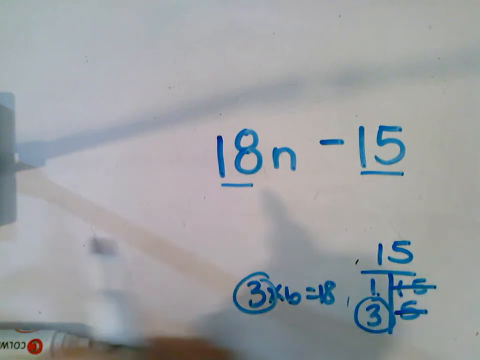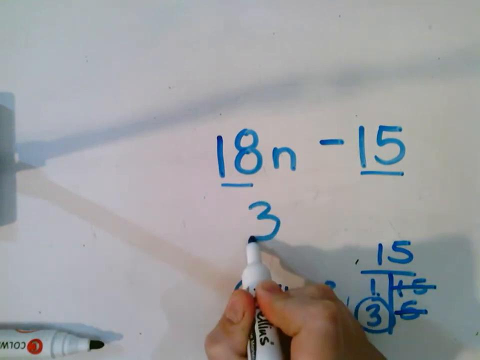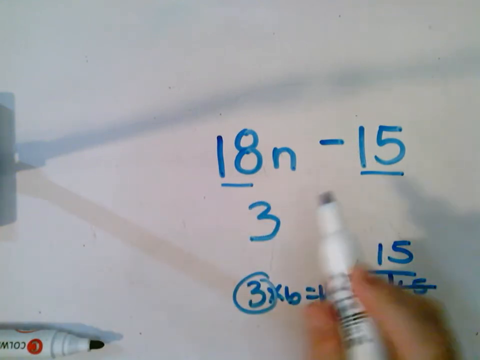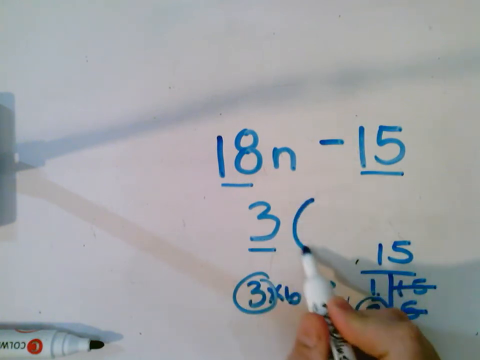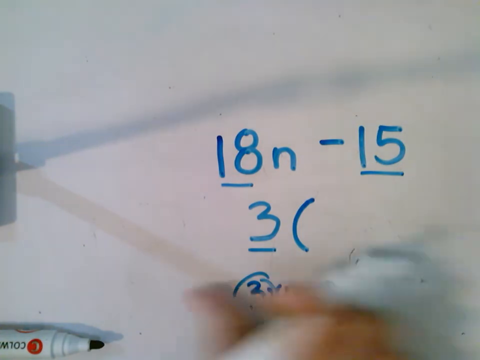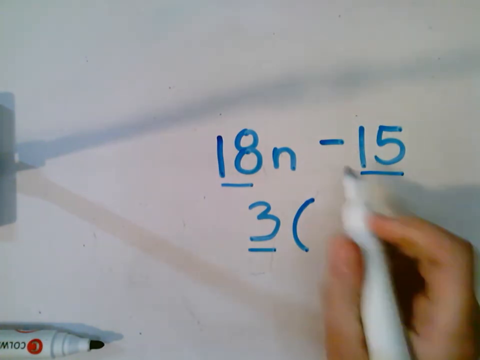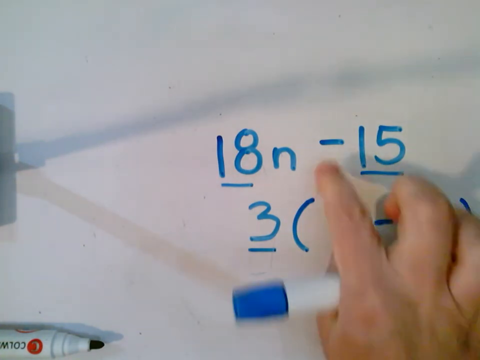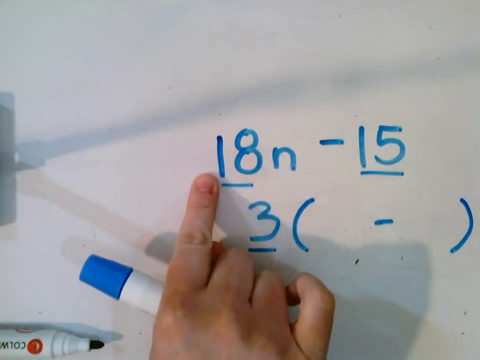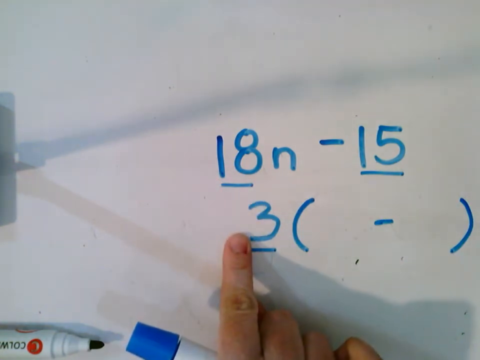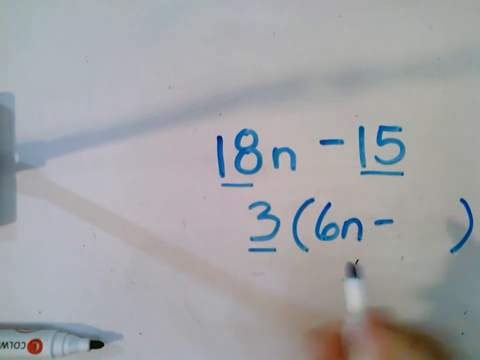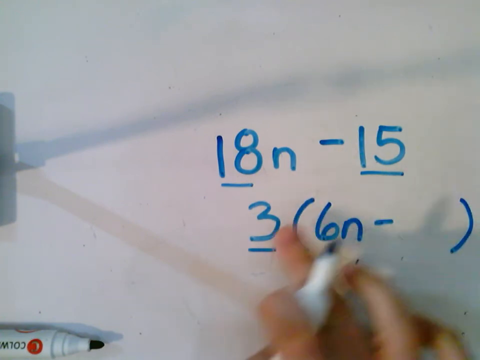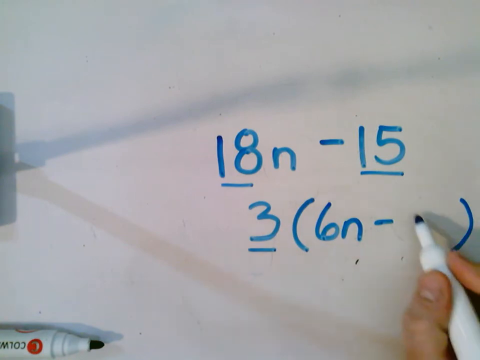So this is how you're going to write it on your homework or on your classwork today. You're going to write your 3, your greatest common factor, on the outside of your parentheses. I'm going to have a minus sign between my two numbers because I have a minus sign here. 18n divided by 3 is 6n. 15 divided by 3 is 5.